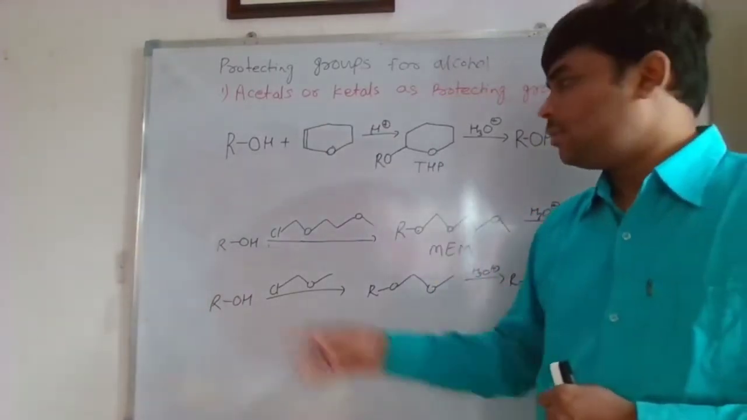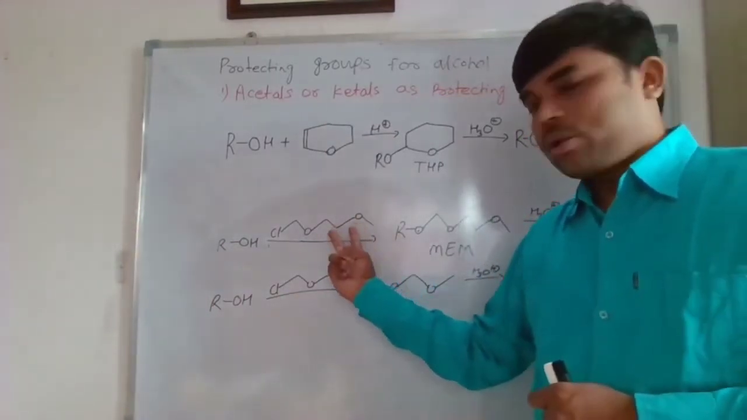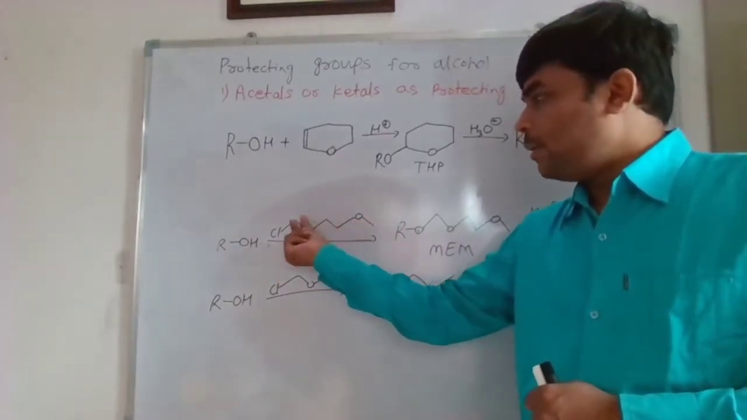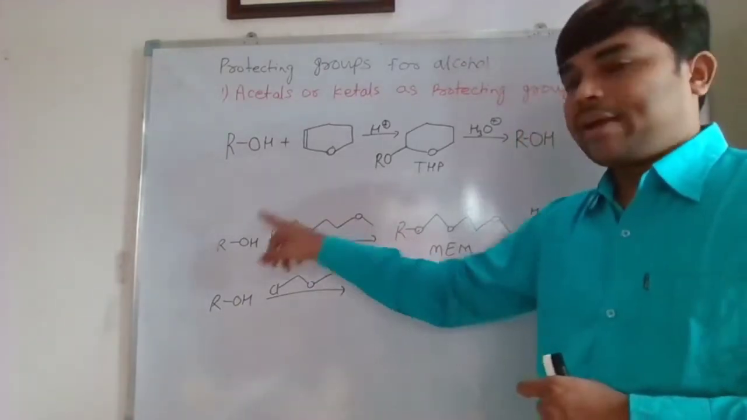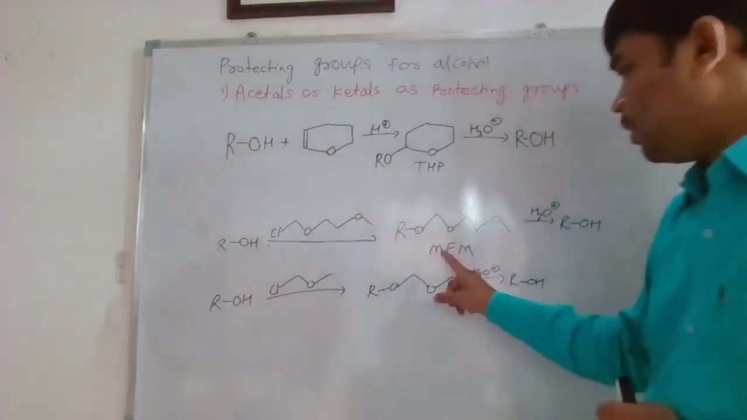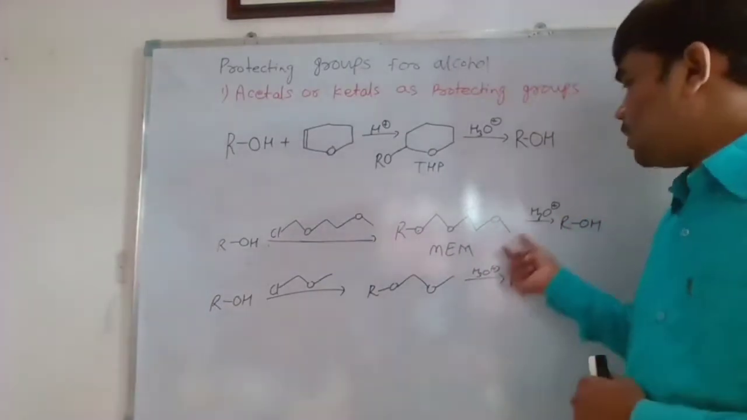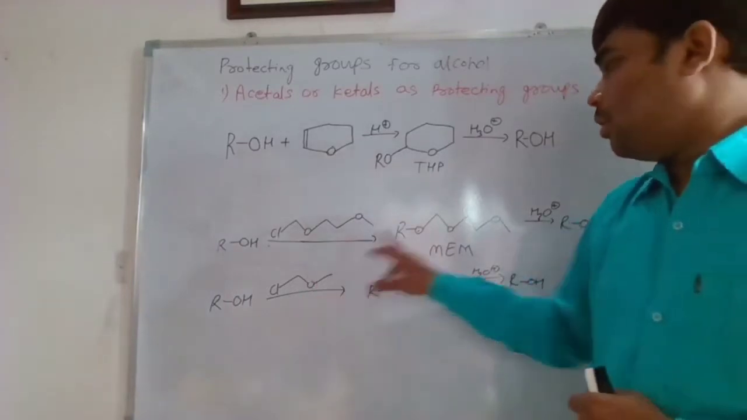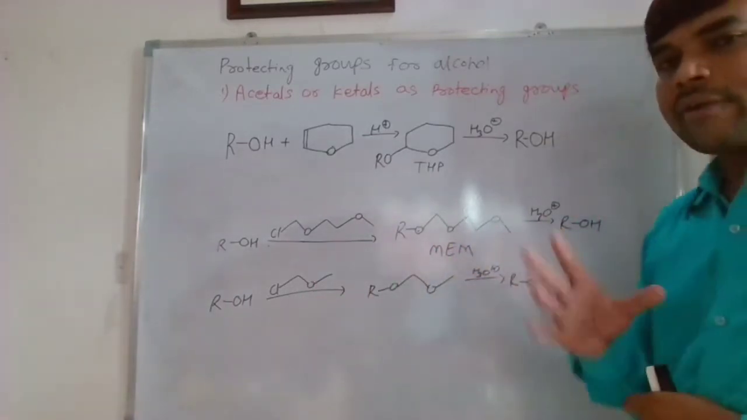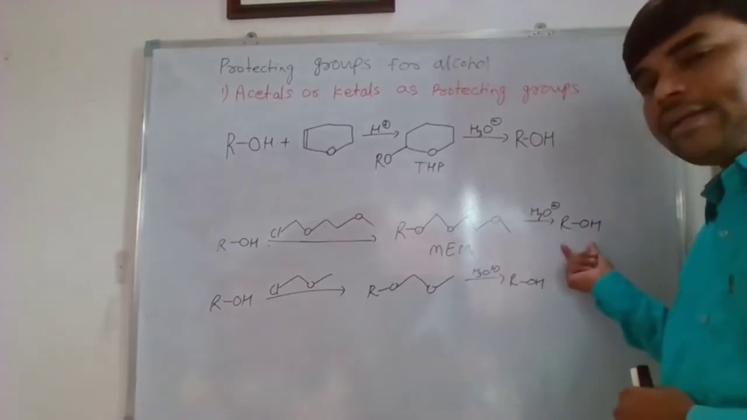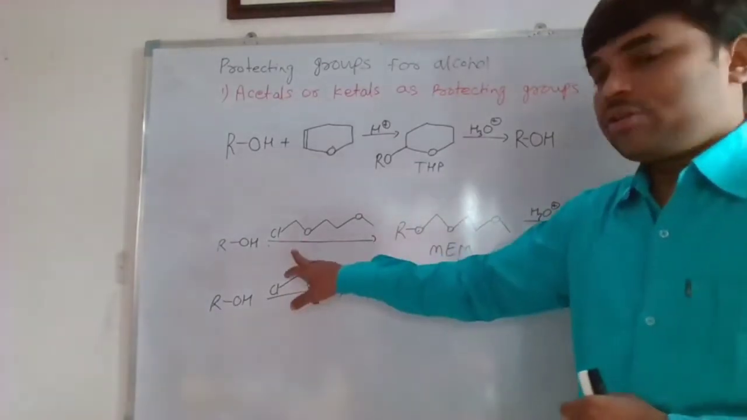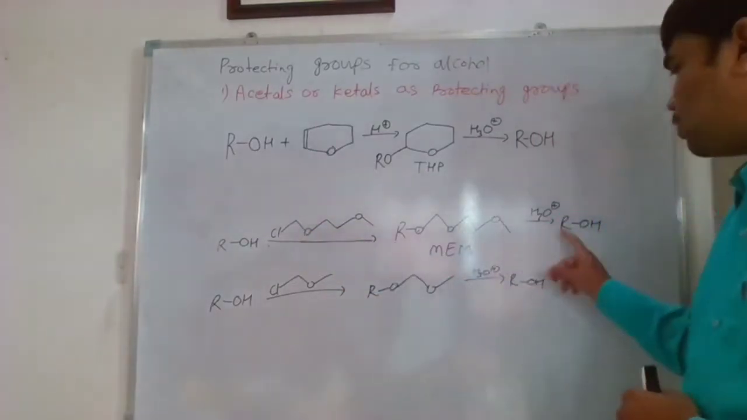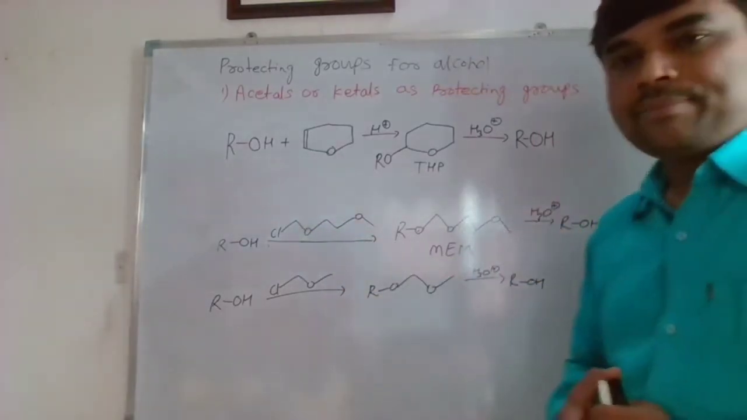The second one is methoxyethoxymethyl chloride. This reacts with alcohol to form the MEM derivative, meaning methoxyethoxymethyl derivative. This is also deprotected by any aqueous acid, and we again get our alcohol. For protection we use methoxyethoxymethyl chloride, and for deprotection we again use aqueous acid.